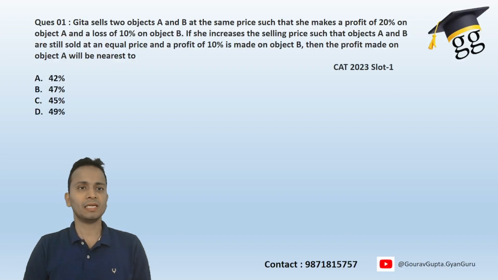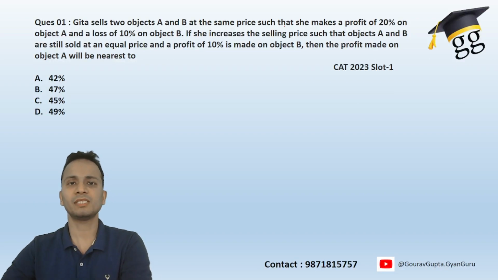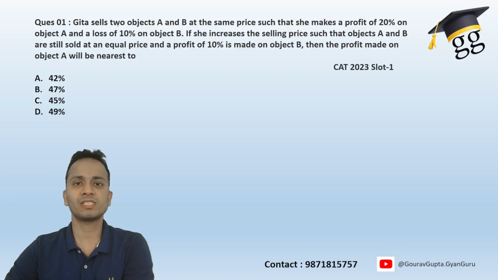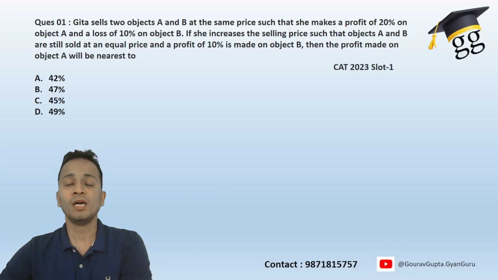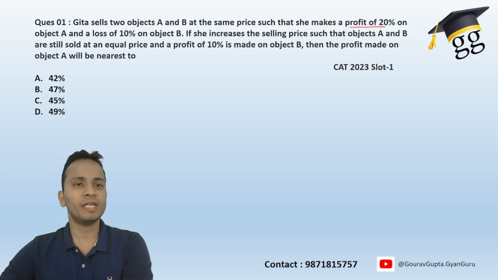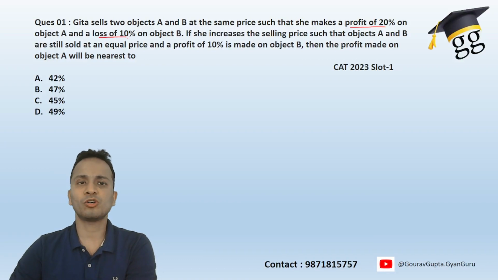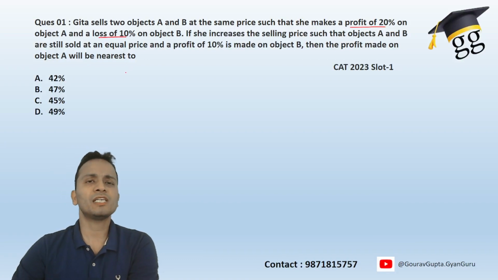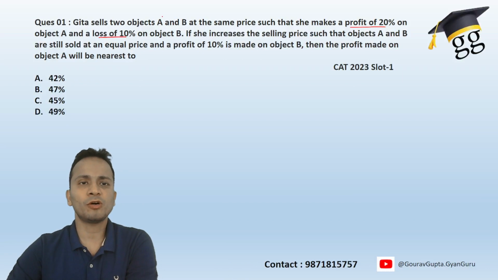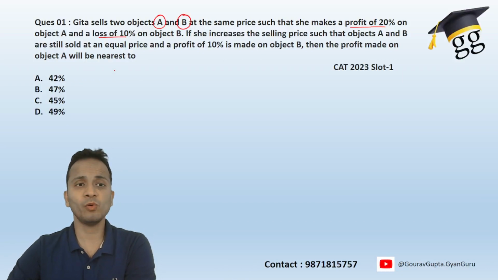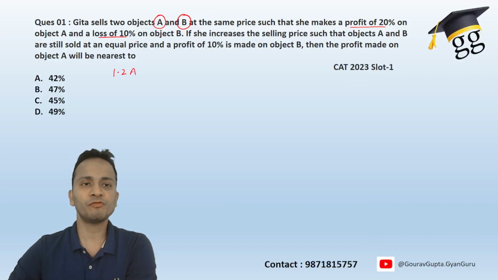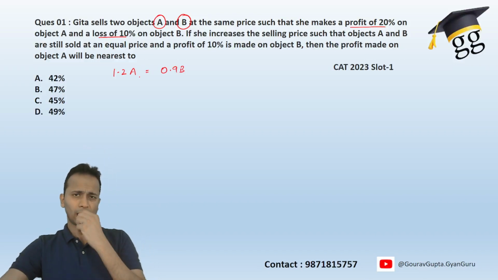Okay, Geeta sells two objects A and B at the same price. So selling price of these two objects is same. On one object, she is making a profit of 20%. On the other, she is making a loss of 10%. Right. So if I'll assume the cost prices of these objects as A and B, so selling price of A will be 1.2 A and selling price of B after loss of 10% will be 0.9 B. And question says that these two are equal.